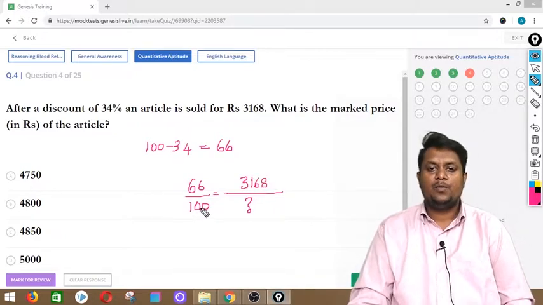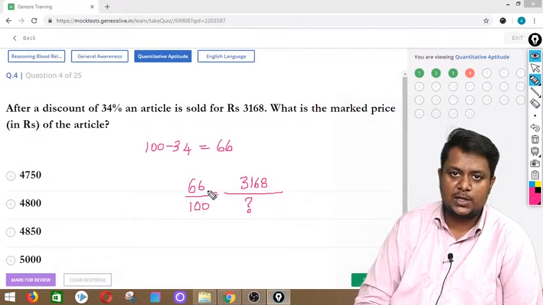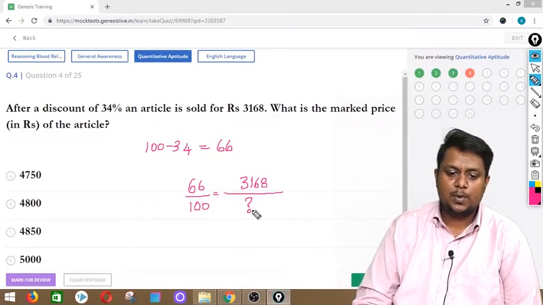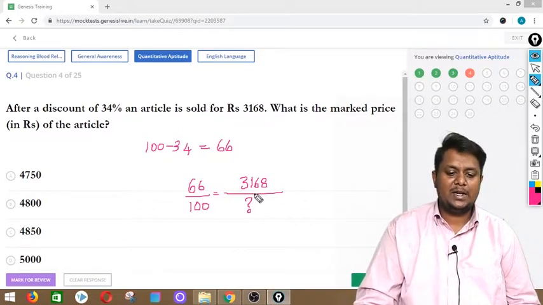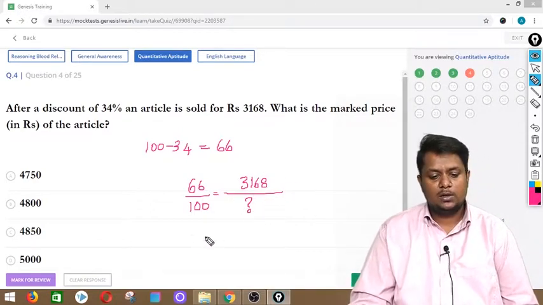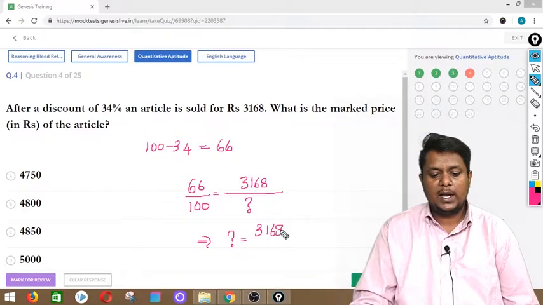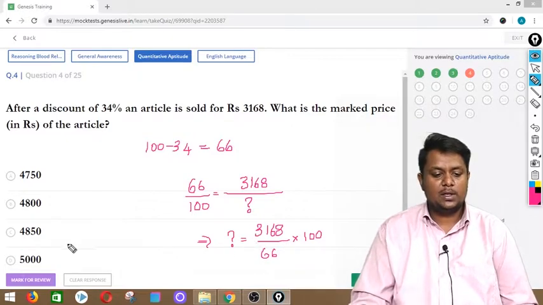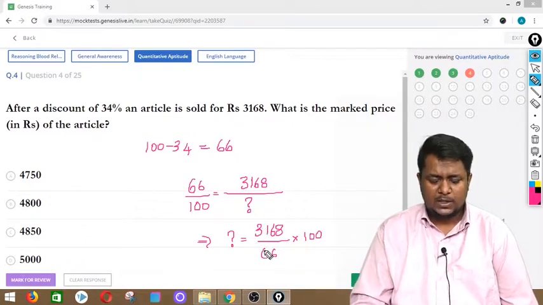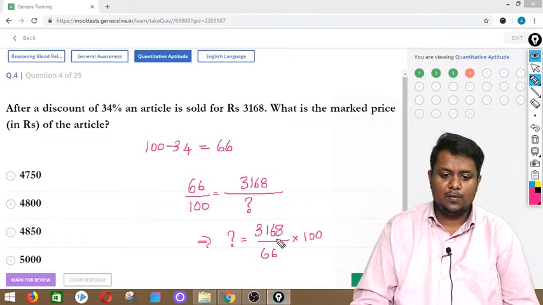3168. A 100 rupee product is sold for 66 rupees. What price product will be sold for 3168? That is what we are supposed to find out. So basically what we do, the value is 3168 divided by 66 into 100. By solving this, let us solve this first. Let us see how we can solve this.